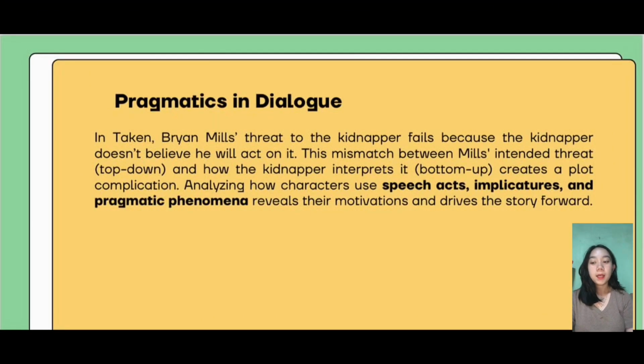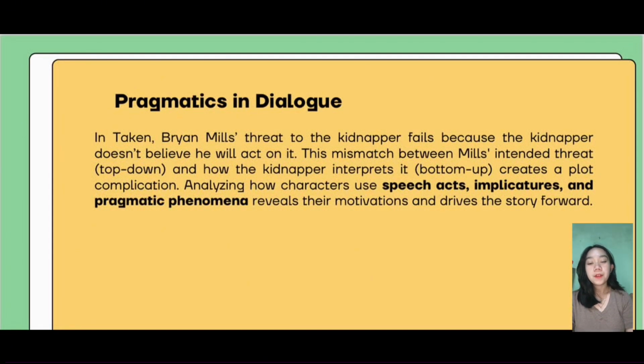Pragmatics and dialogue. In Taken, Brian Mills' threat to the kidnapper fails because the kidnapper doesn't believe he will act on it. This mismatch between Mills' intended threat, top down, and how the kidnapper interprets it, bottom up, creates a plot complication. Analyzing how characters use speech acts, implicatures, and pragmatic phenomena reveals their motivation and drives the story forward.